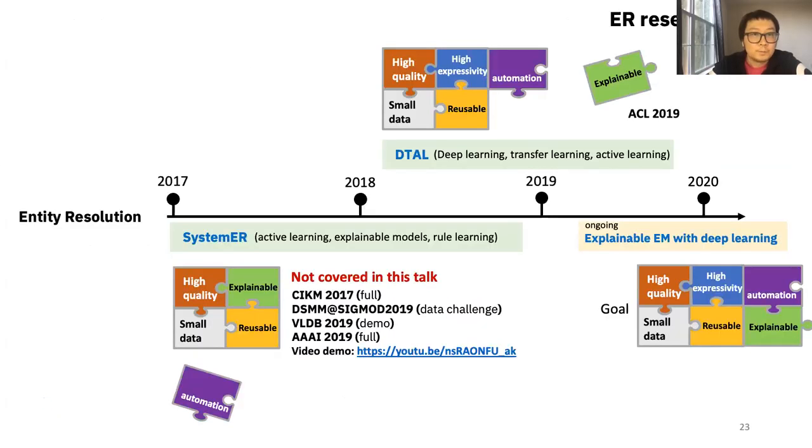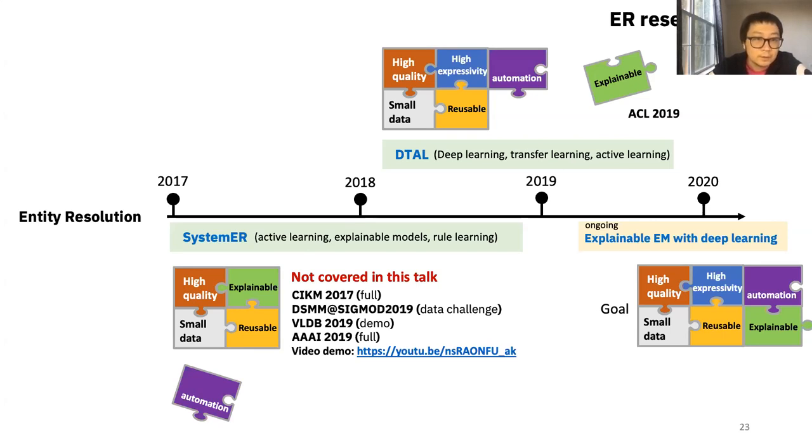Okay, so this is a slide to summarize our entity resolution research within our team. We have been working on this for multiple years. And in 2017, we developed a system called SystemER. And this is actually quite a successful system because it has been applied to produce entity resolution algorithms that are already used in product. And also the difference is that SystemER produces explainable models. So it learns rules. You use active learning and rule learning to learn explainable rules.